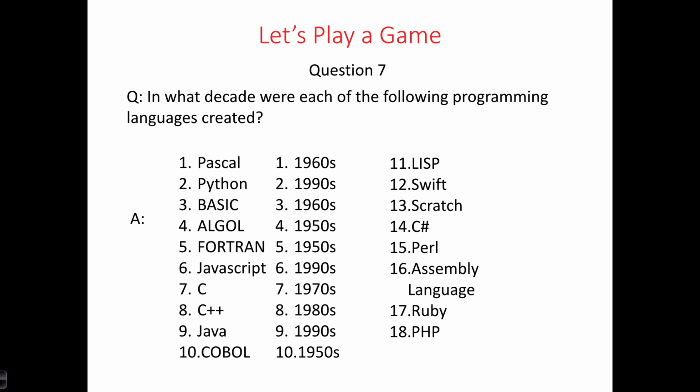COBOL is an acronym: Common Business-Oriented Language. Fortran, I think, is Formula Translator. So there you go. A lot of them are acronyms or words stuck together or whatever. Some of them are, some of them aren't.